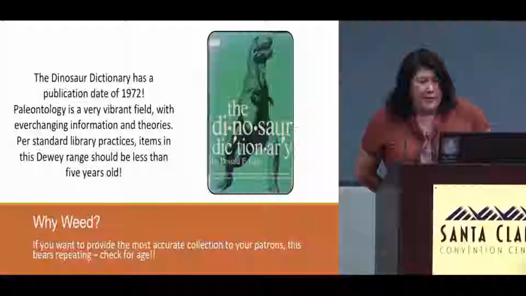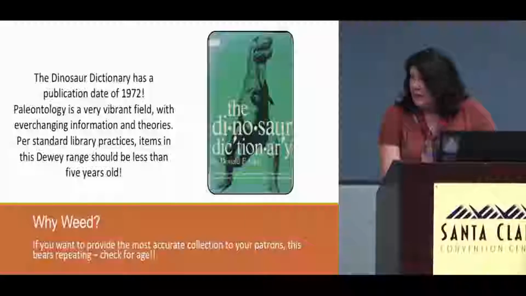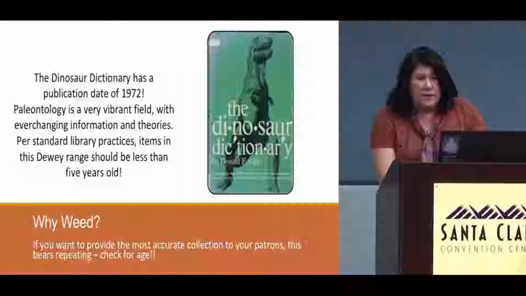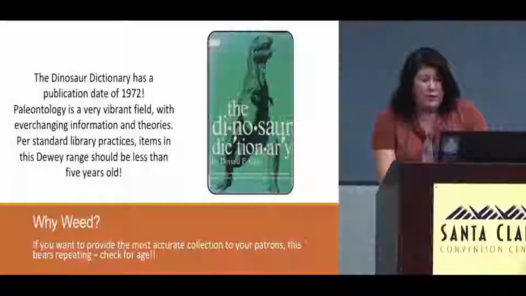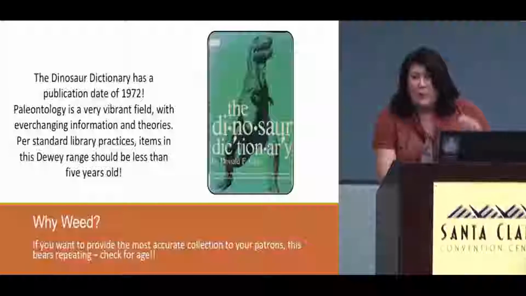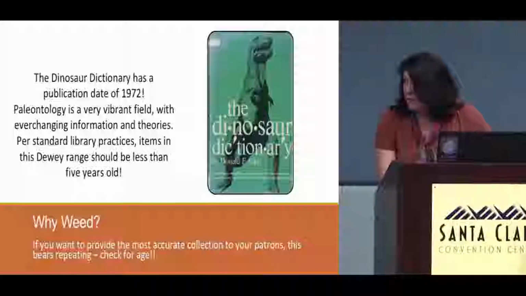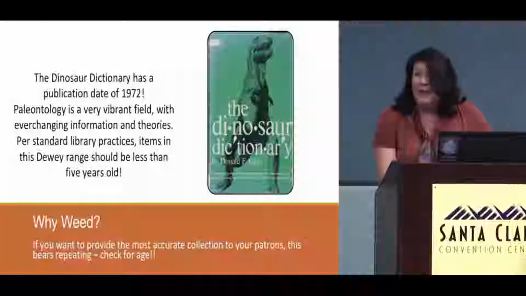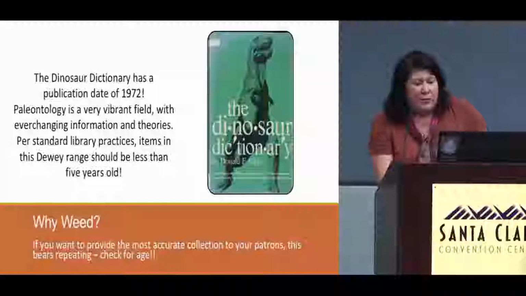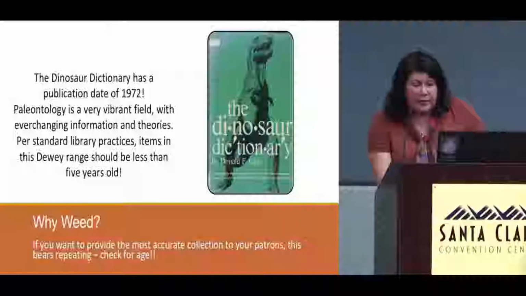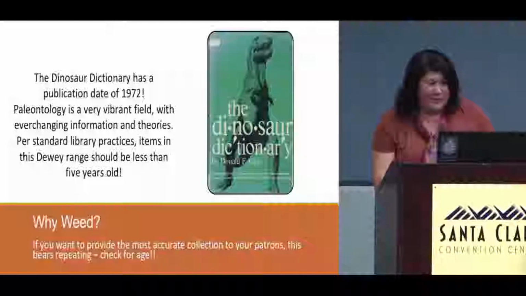This dinosaur dictionary had a publication date of 1972. And again, going back to some of the crew guidelines, per standard library practices, items in the Dewey range for dinosaurs should be no more than 5 years old. So clearly us having had this dinosaur dictionary from 1972, yes, it's fun to look at, but it's, again, not providing relevant information to our public. So why do you weed? If you want to provide the most accurate collection to your patrons, this bears repeating. Check for age of your collection.